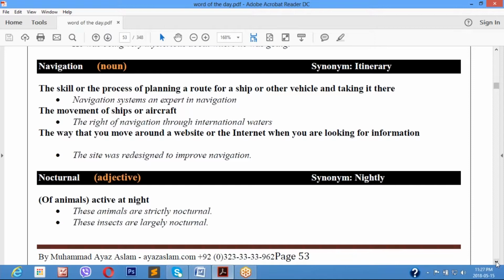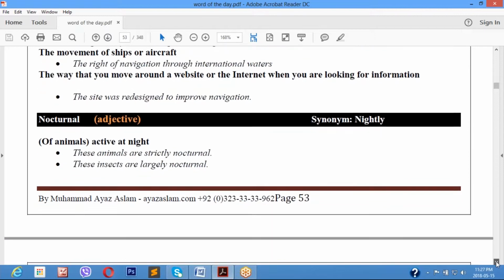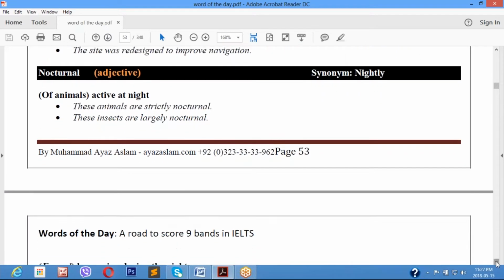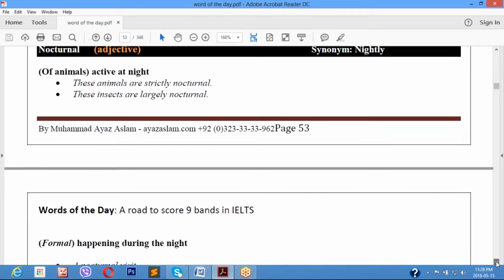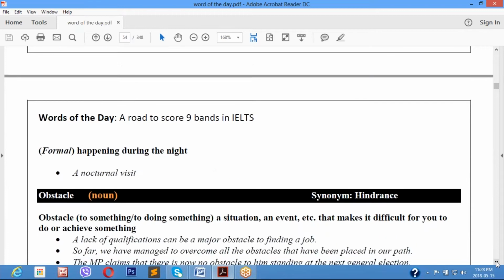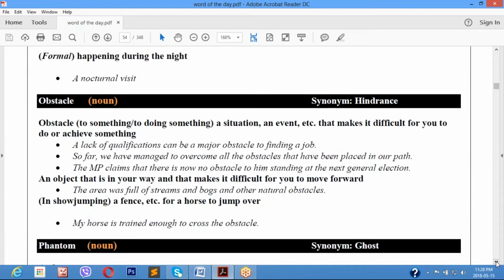Nocturnal, related to night. This is from the article on bats that is coming, in which there is the nocturnal cycle. These animals are strictly nocturnal, active at night. So some of the animals are active at night, just like owls we have, bats we have. Nocturnal, this is an adjective. So these insects are largely nocturnal, strictly nocturnal. You need to remember this. Happening during the night, a nocturnal visit.